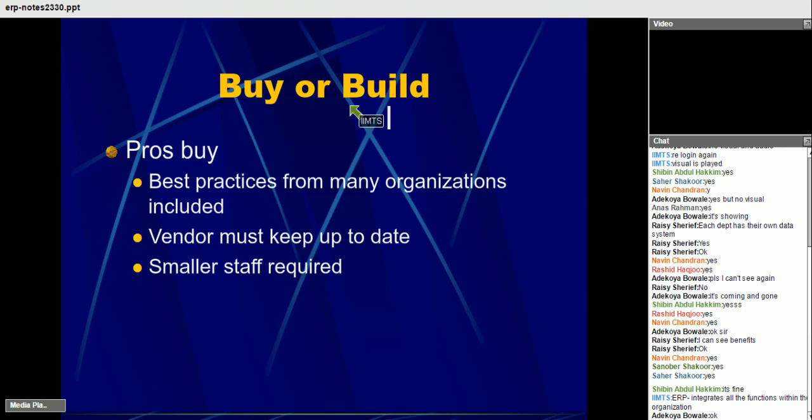Buy or build. Pros, what are the pros? Best practices from many organizations are included, the vendor must keep up to date, and a smaller staff is required. So all these facilities will be there when the system becomes centralized. If you have an ERP system, you will be getting all those facilities. That means data duplication will not be there, customer satisfaction will be there, vendor management will be there, and smooth flowing of information among all the departments will be there. So this will smoothen your business process.